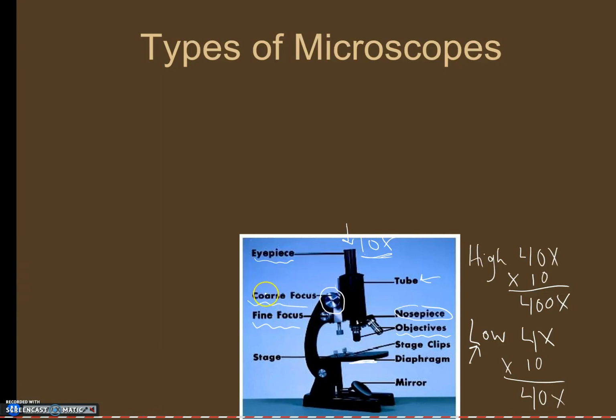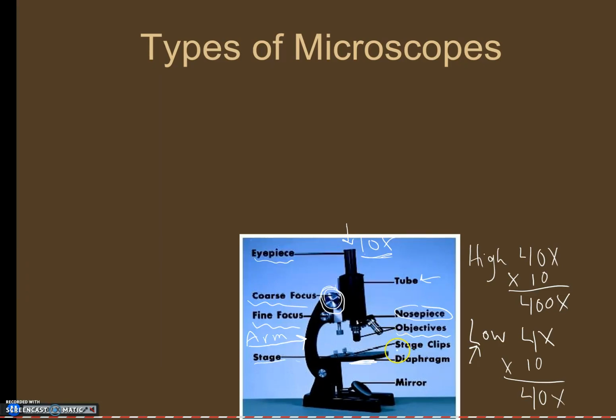Something to notice is that the coarse focus adjustment wheel should only ever be used with low power. It should never be used with high power. Extending down, and something that this diagram did not label, this part right here is called the arm. And the arm elevates the body tube and adjustment wheels and the eyepiece up off of the stage. This base here is called the stage, as it's labeled.